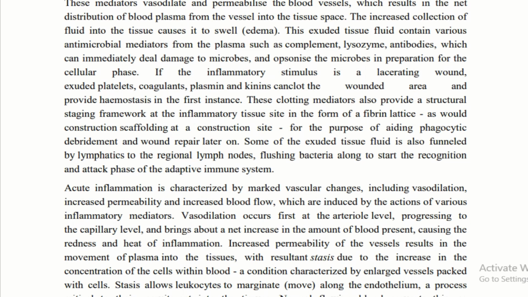These clotting mediators also provide a structural staging framework at the inflammatory tissue site in the form of a fibrin lattice, as would construction scaffolding at a construction site. For the purpose of aiding phagocytic debridement and wound repair later on, some of the exuded tissue fluid is also funneled by lymphatics to regional lymph nodes, flushing bacteria along to start the recognition and attack phase of the adaptive immune system.